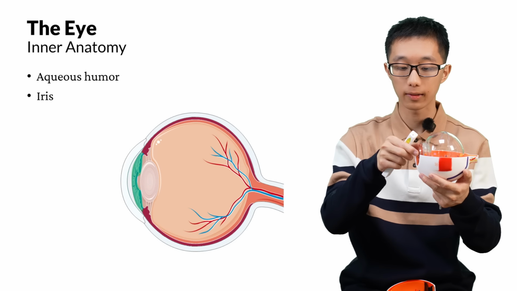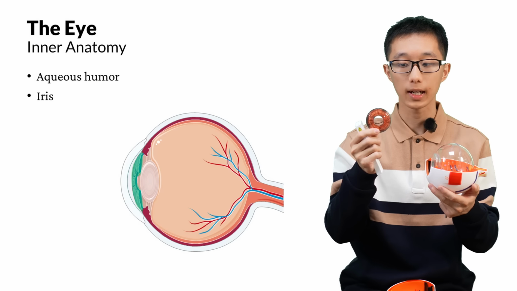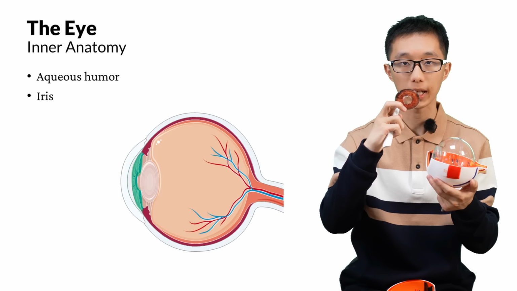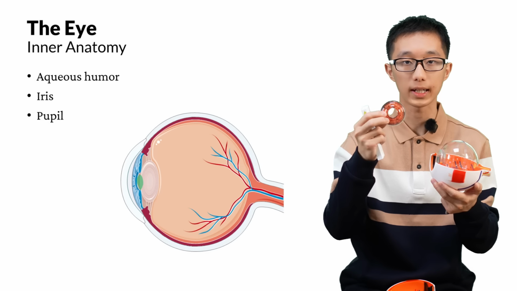Next, we have the iris. The iris is the part that has a color. It is actually a ring of tissue that leaves a space in between. This space is called the pupil. The pupil is where the light enters your eye.